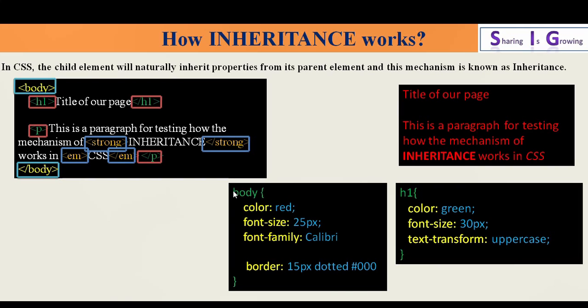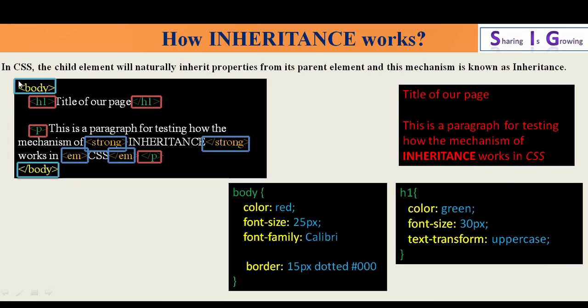And in addition to this body element, I have overridden the h1 element. For example, I am including the h1 header, which means I am using the element selector h1. For that particular child element, I am considering some different properties like color green, font size 30 pixels, and text transform uppercase. I am overriding the color and font size properties within the separate child selector, right?